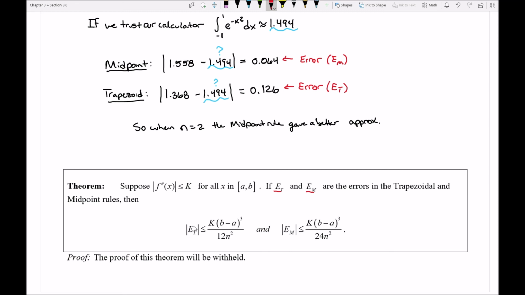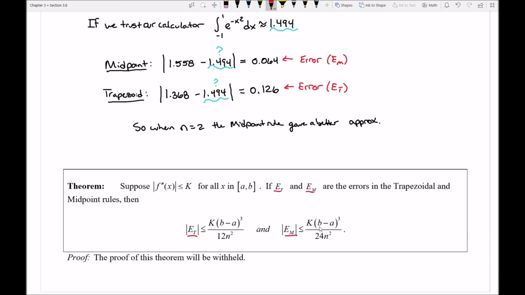This says if I absolute value that error, so I don't care if it's negative or positive, I want just a positive result at the end, then that amount of error is less than or equal to whatever number this thing produces. Similarly, the error for the midpoint rule is less than or equal to whatever number this produces. And while these formulas can look a bit scary, let's just read them through to see how they work.